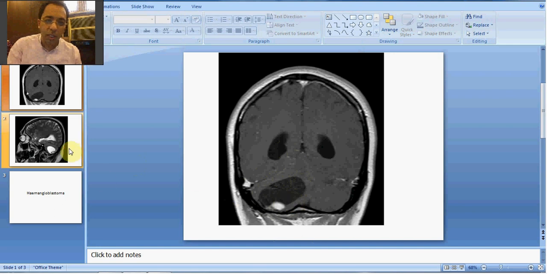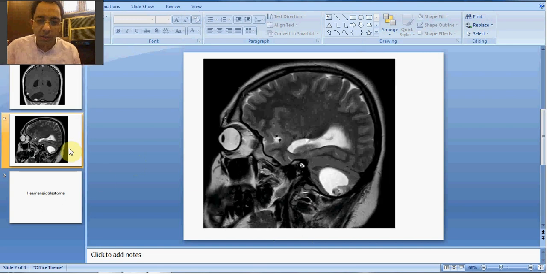So let us see any other image we have. This is a sagittal T2 weighted image, and you can see that the cystic lesion is now hyperintense on T2 weighted image, and you can see some flow voids in the mural nodule which confirm the vascular nature of the mural nodule. So probably we are dealing with a hemangioblastoma of the posterior fossa.